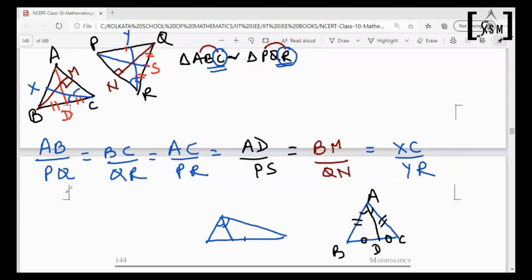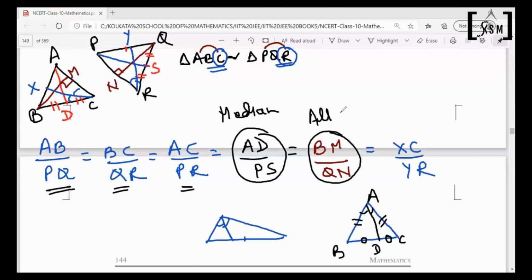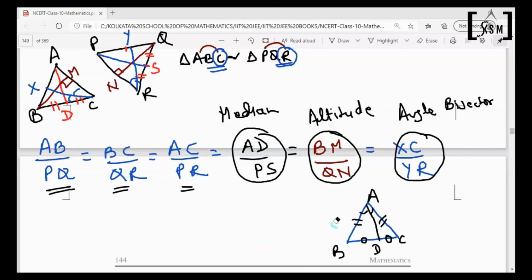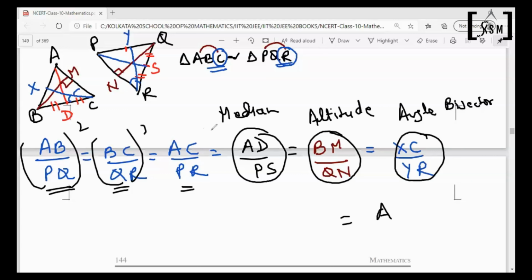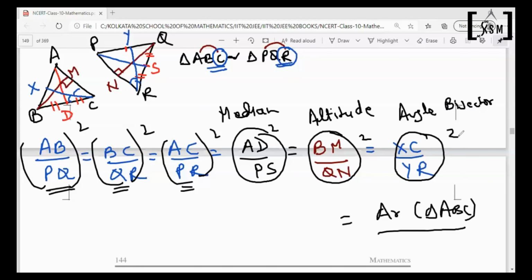Okay. So what is important is that after the triangles are similar, all these side ratios, the median ratio, the altitude ratio, altitude means perpendicular, and the angle bisector ratios, all these ratios will be equal. Okay. And I'm extending this information: because all these ratios are equal, their squares will be equal to the ratio of the area of triangle ABC and the area of triangle PQR. Does that make sense? Yes, sir. That's nice. Very nice.